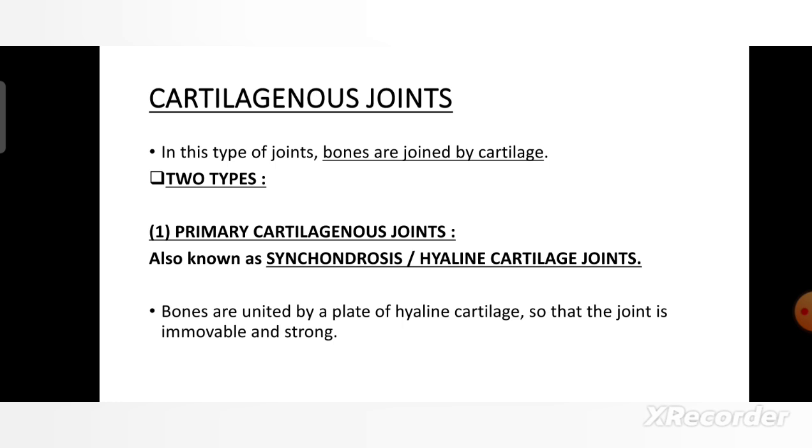So in this type of joint, bones are joined by cartilage. They are further divided into two types, that is primary cartilaginous joint and secondary cartilaginous joint. First is the primary cartilaginous joint, which is also known as synchondrosis and hyaline cartilage joint. In this joint, bones are united by a plate of hyaline cartilage, so the joint is immovable and strong.